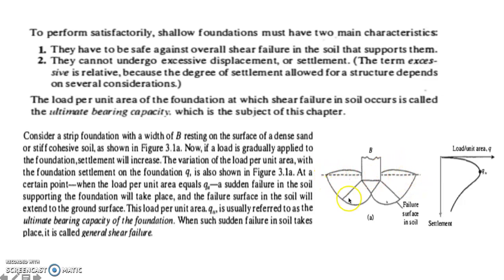So this is the shear failure. It extends from below the footing towards the ground surface. So this is the extension of the shear failure. It pushes the soil on both sides of the footing. The shear failure pushes the soil from this side and this side. So it pushes the soil on both sides of the footing. So this is an illustration for our general shear failure.